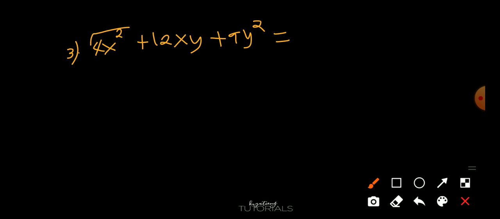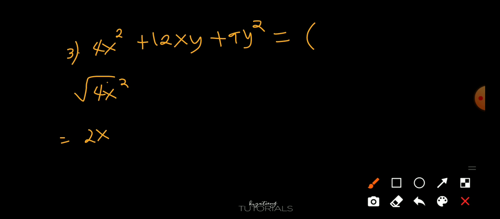Now, let's go to number 3. We have 4x squared plus 12xy plus 9y squared. So, same process. Square root of the first term. So, the square root of 4x squared is 4x, right? Square root of 4x squared is 2x, 2x, right?